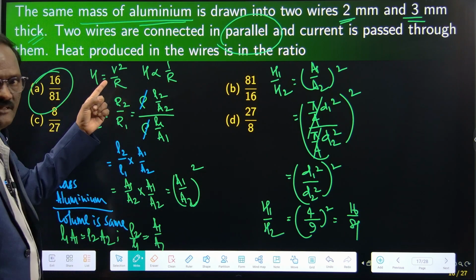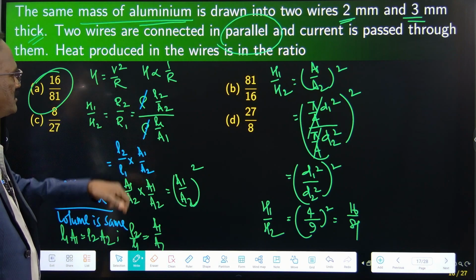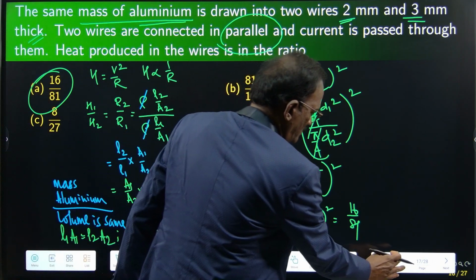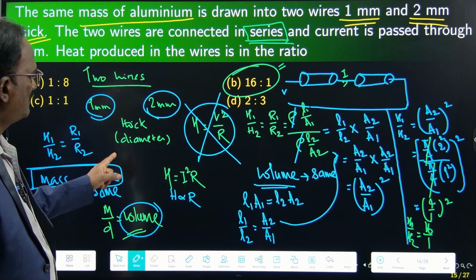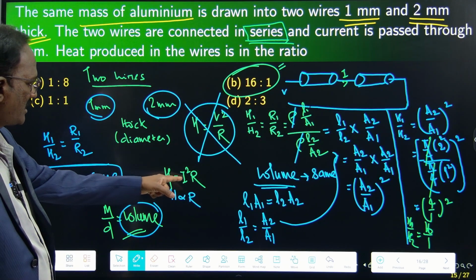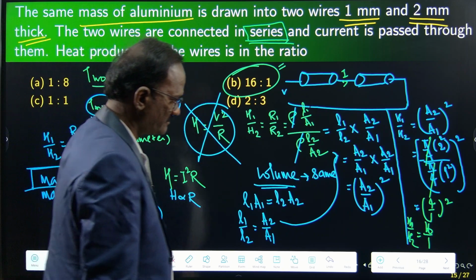The only thing is, we have to start the problem from here: H is equal to V square by R. In the previous one, we started from H is equal to I square R, not V square by R, because it was a series connection.